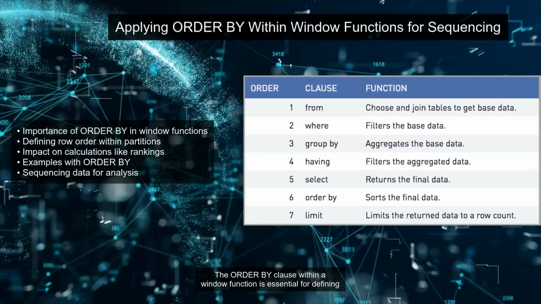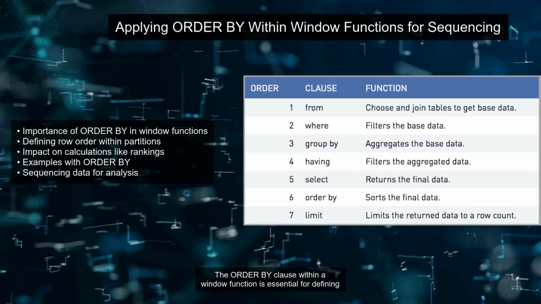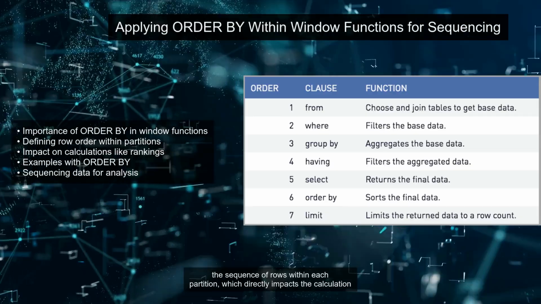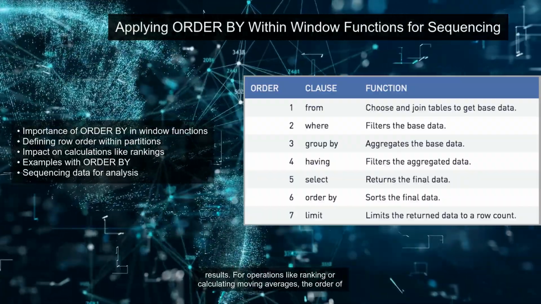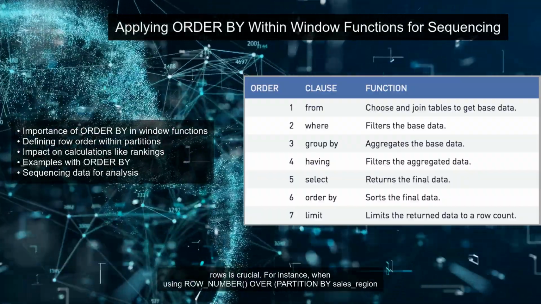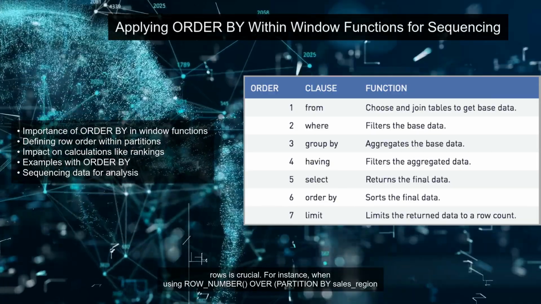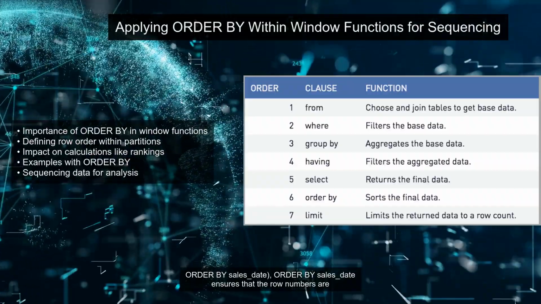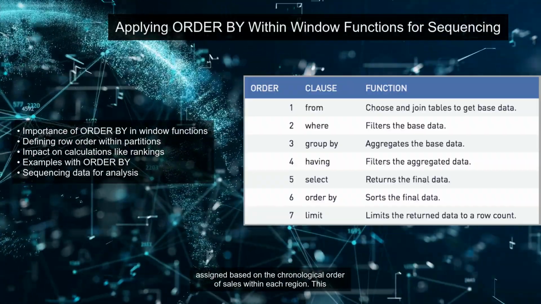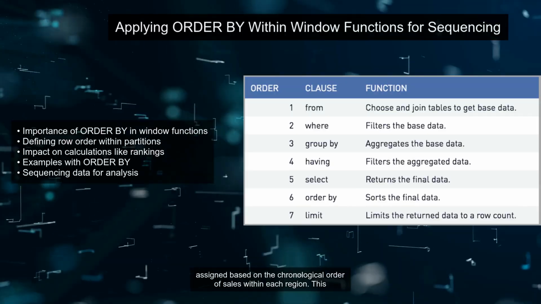The ORDER BY clause within a window function is essential for defining the sequence of rows within each partition, which directly impacts the calculation results. For operations like ranking or calculating moving averages, the order of rows is crucial. For instance, when using ROW_NUMBER() OVER (PARTITION BY sales_region ORDER BY sales_date), ORDER BY sales_date ensures that the row numbers are assigned based on the chronological order of sales within each region.